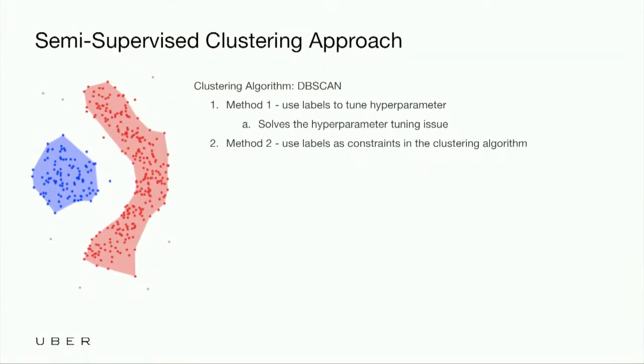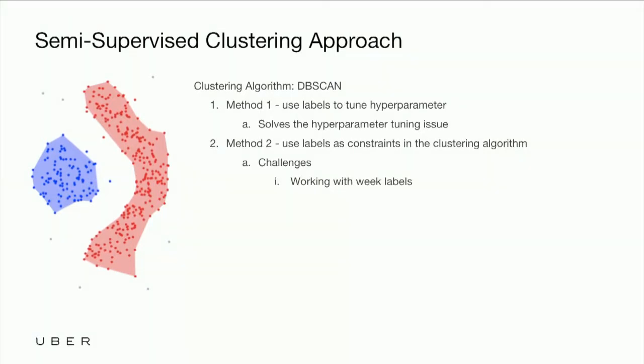The second method that we tried is modifying the DBSCAN algorithm, which was originally an unsupervised method, so that while forming clusters, it tries to form clusters that have only good or only bad examples. The problem with this approach is that working with weak labels is really hard. If you don't know whether it's really fraud or really good, the algorithm doesn't work well. Also, scalability is a big pain because the basic algorithm itself is O of n squared complexity, so you are adding more complexity to that.